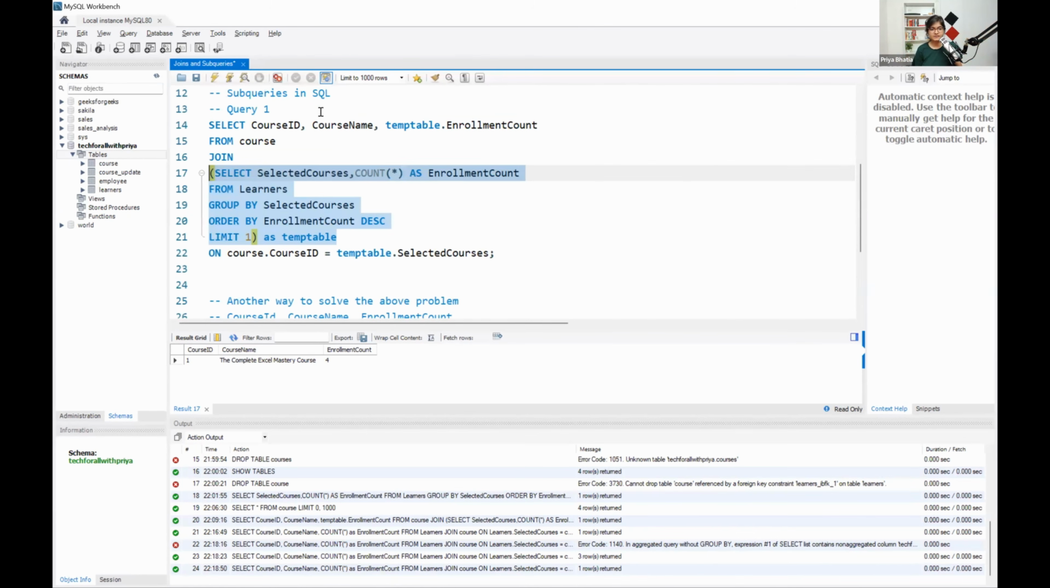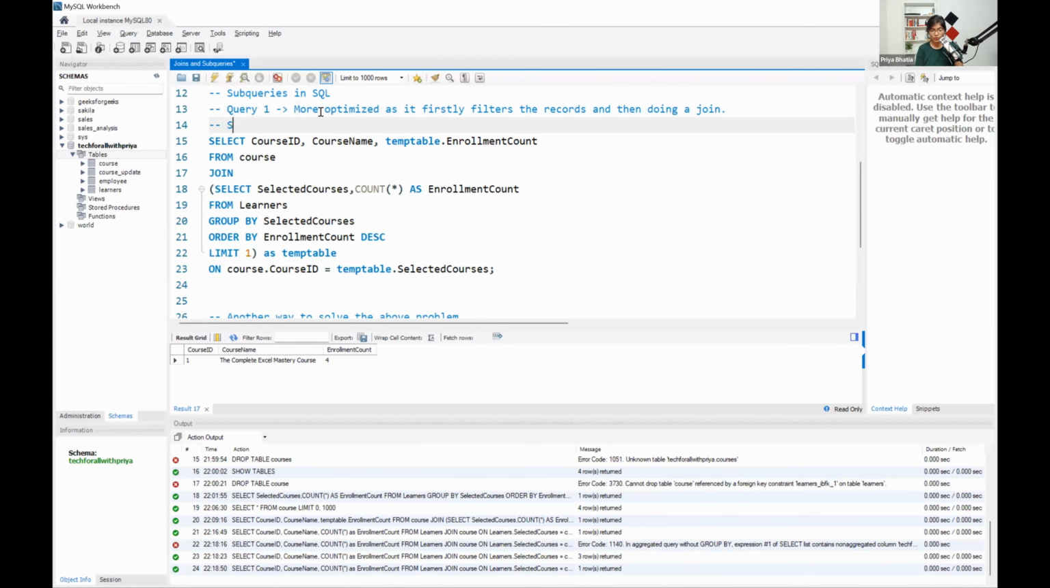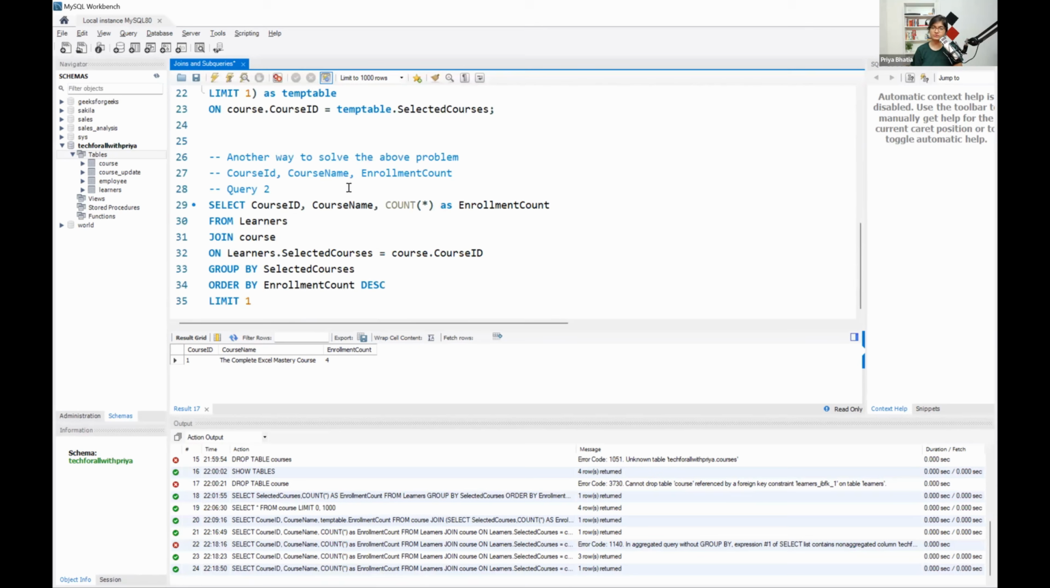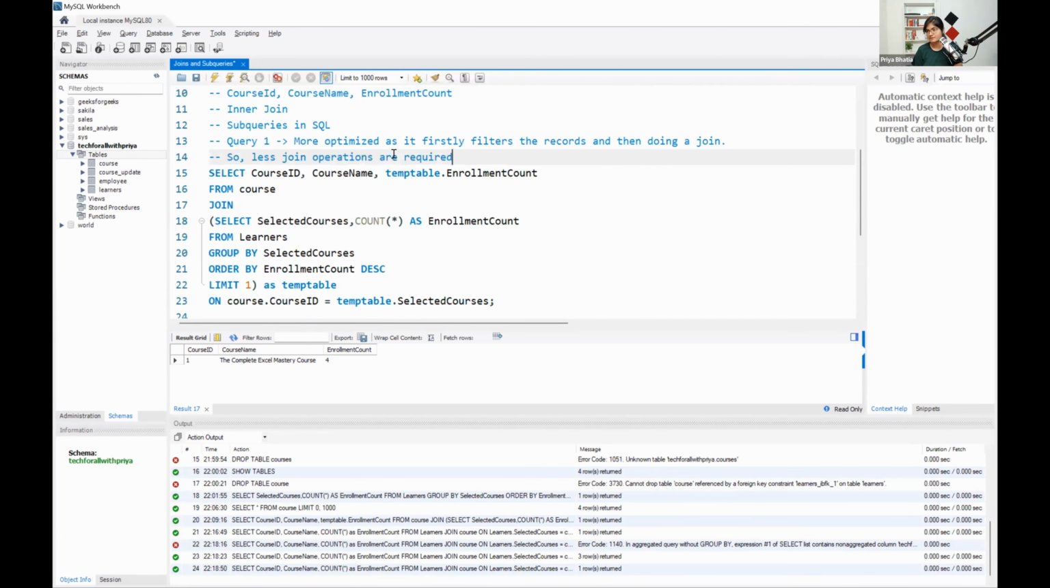So query 1, if you think logically, is more optimized, and I'm giving the reason also: it filters the records first and then does a join, so fewer join operations are required. In the below case, this is not the scenario. That's why query 1 is more optimized. I hope you got my point, what I'm trying to convey here.